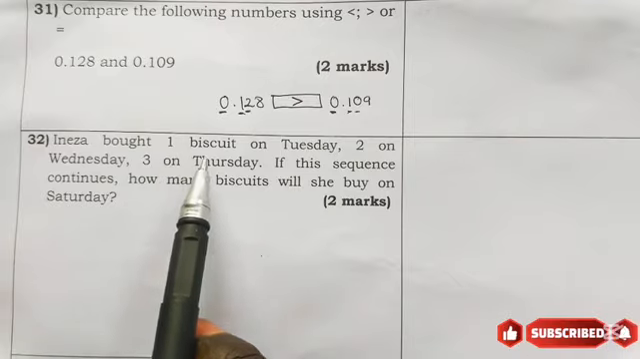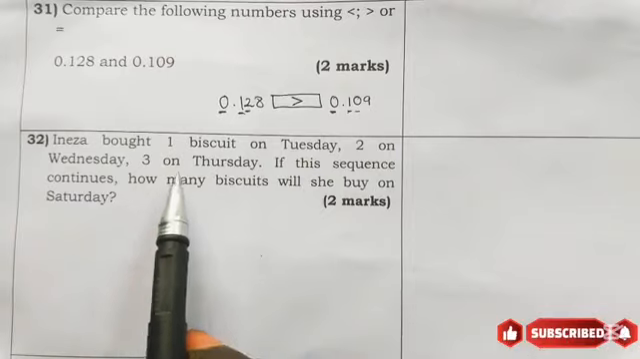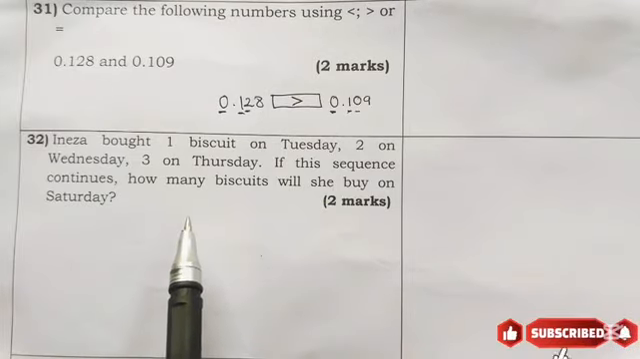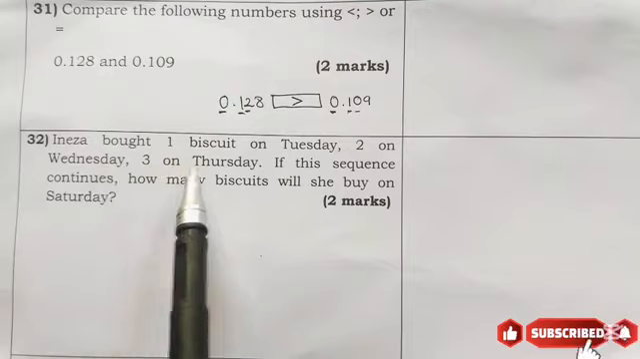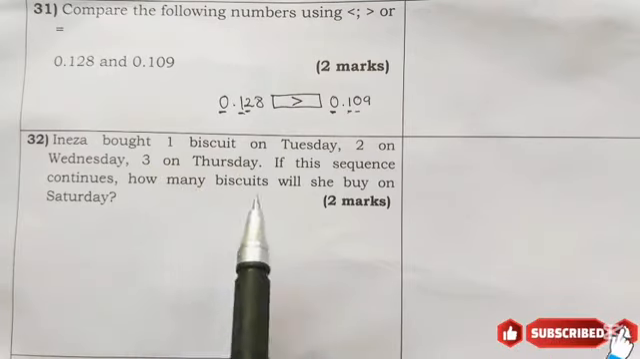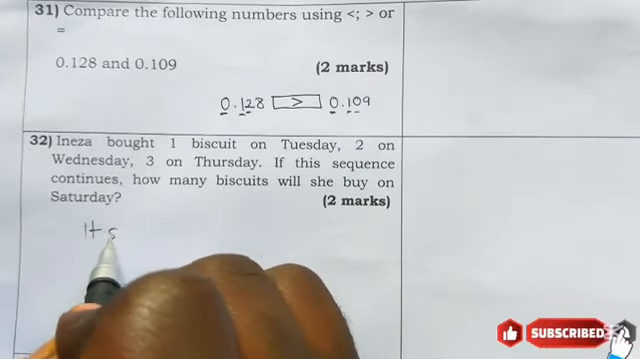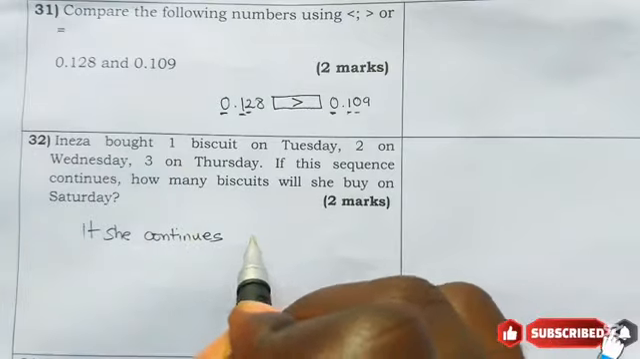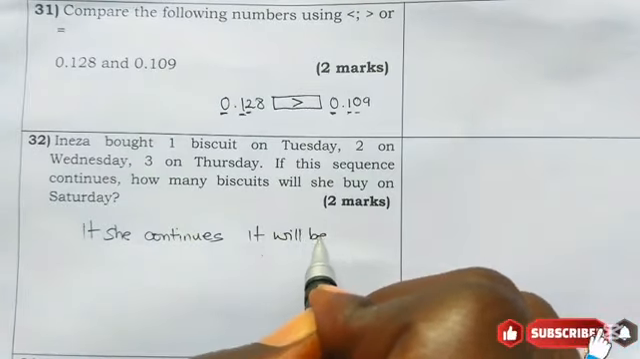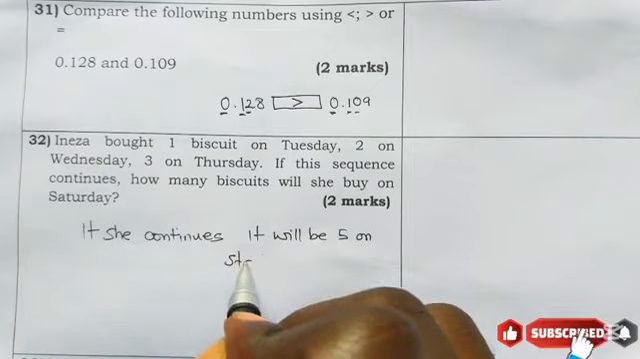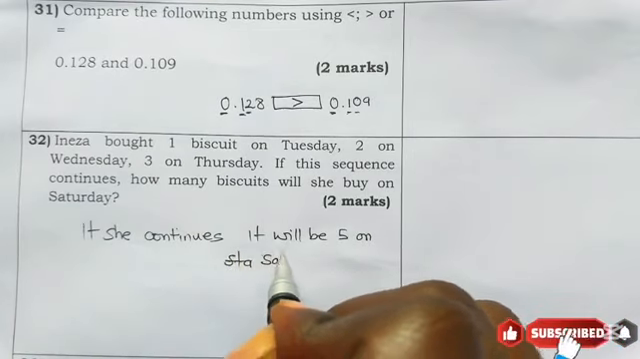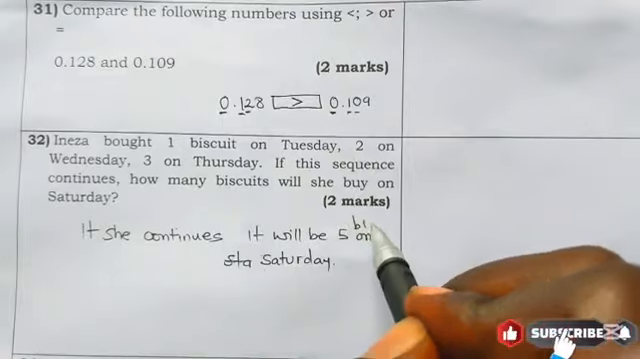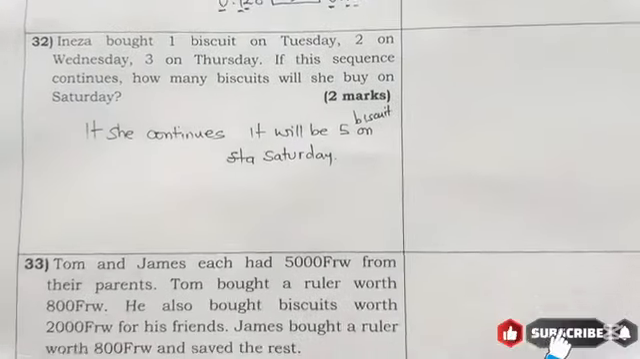NESA bought 1 biscuit on Tuesday, 2 on Wednesday, 3 on Thursday. If this sequence continues, how many biscuits will she buy on Saturday? 1 on Tuesday, 2 on Wednesday, 3 on Thursday, 4 on Friday, which means that on Saturday it will be 5 if she continues. So it is 5 biscuits on Saturday.